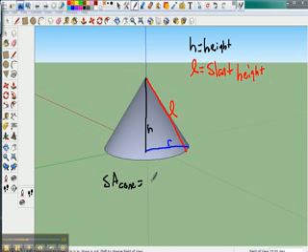So the radius is going to help us find the area of the base, pi r squared. And then we have to add to that the area of the side. Well, that's going to be the special calculation, pi r l.